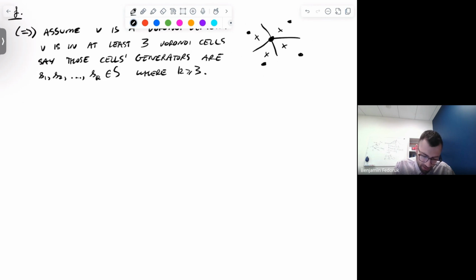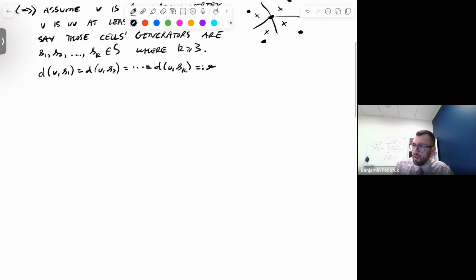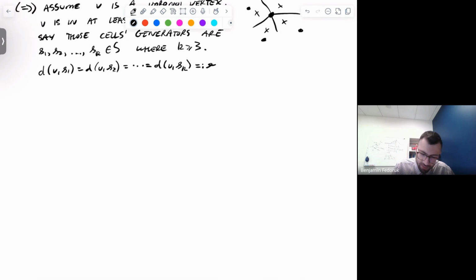So that means that the distance between V and each of those generators is going to be the same. I'm going to write that as the distance between V and S1 is equal to the distance between V and S2 is equal to the distance between V and SK, and maybe we'll define that to be equal to R. All right, so their distances are all the same.